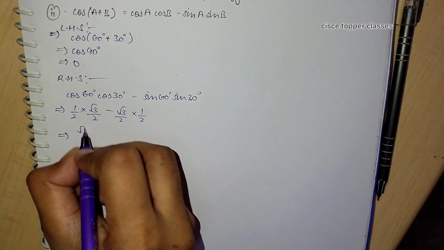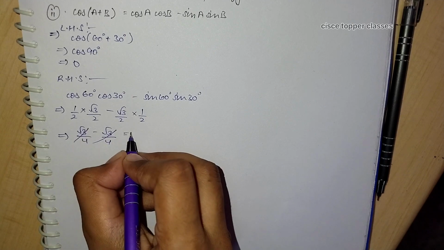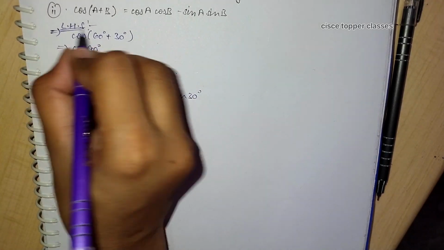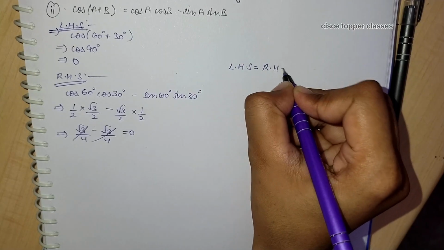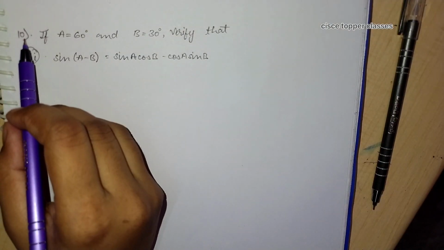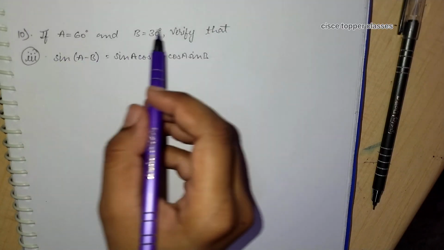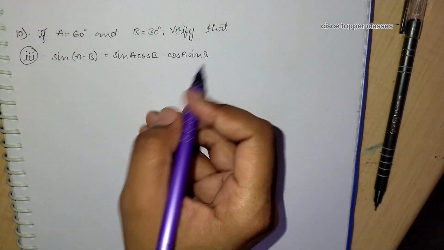So here we can write under root 3 by 4 minus under root 3 by 4. This will be cancelled out. We will get 0. From there we can prove that LHS is equal to RHS, and this is only what we have to verify in this question, hence proved. Let us solve question number 10, third part. If A is equal to 60 degrees and B is equal to 30 degrees, then verify that sin(A minus B) is equal to sin A cos B minus cos A sin B.